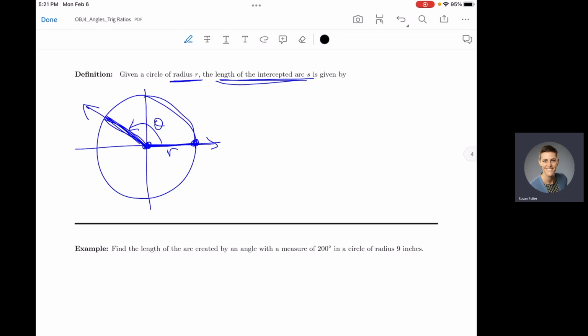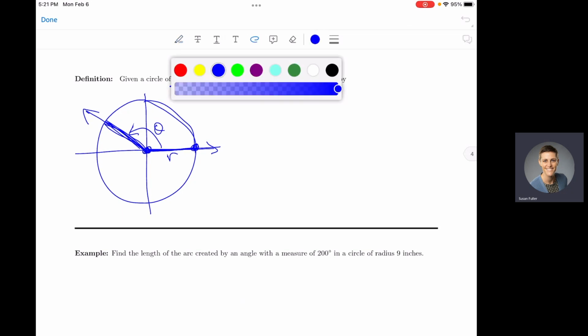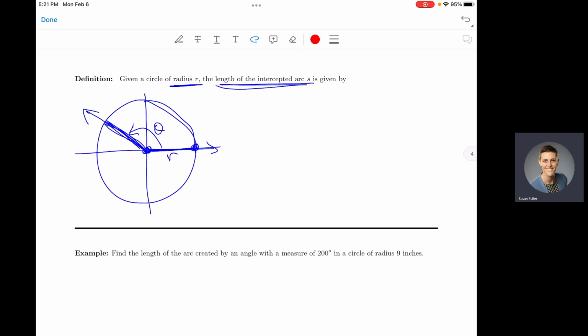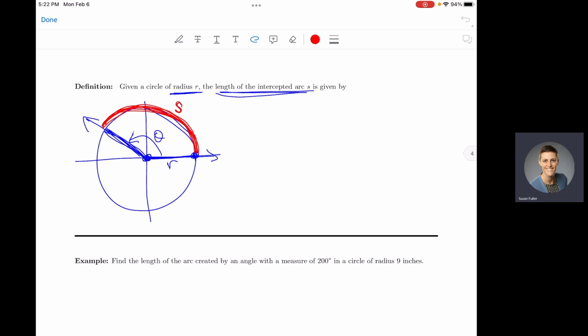Assuming that theta is measured in radians, we have a link between the length of the radius, the size of the angle, and the length along the edge or the circumference of a circle. So let's call this arc length along the edge S. The arc length goes from the initial side to the terminal side of your angle, and it includes the whole part of the circle in between. That's going to be our arc length S.